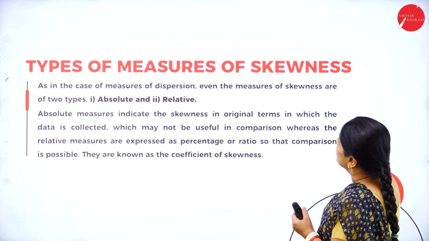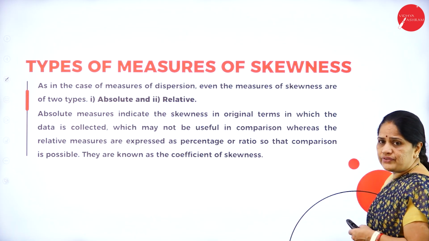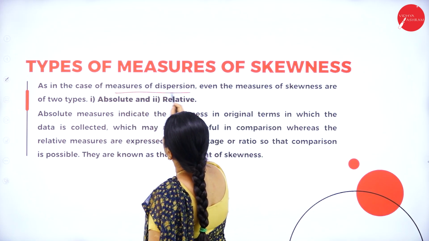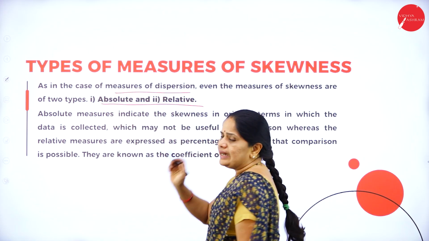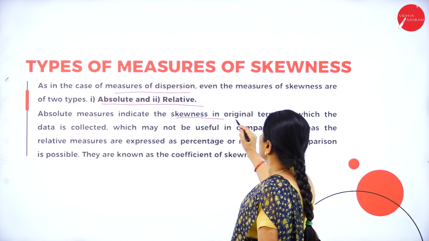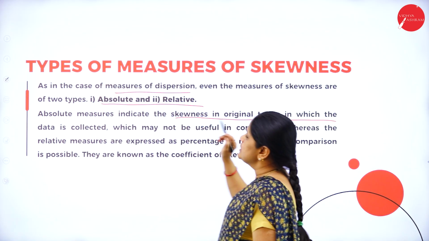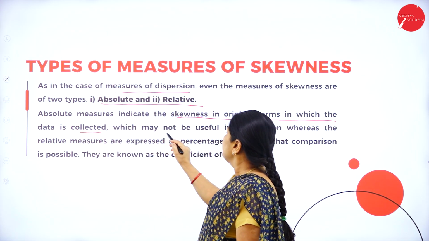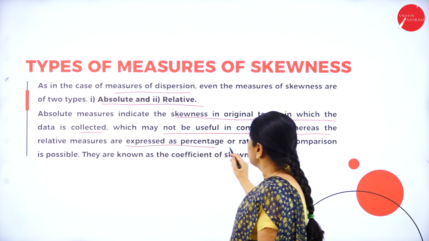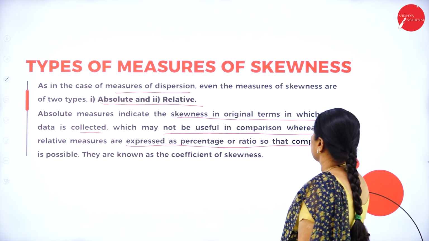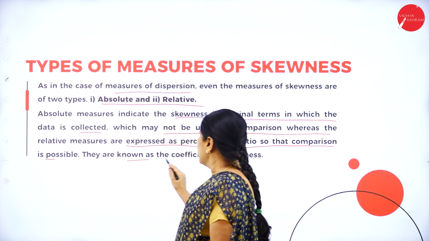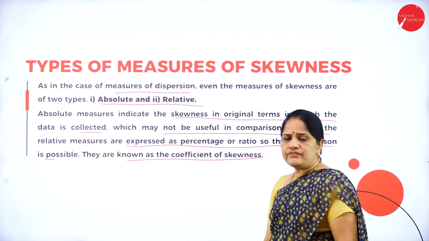Next, the types of measures of skewness. As in the measures of dispersion, there are two types, absolute and relative. Absolute measures indicate the skewness in the original terms in which the data is collected, which may not be useful in comparison, whereas relative measures are expressed as a percentage or ratio, so that comparison is possible. They are known as the coefficient of skewness.